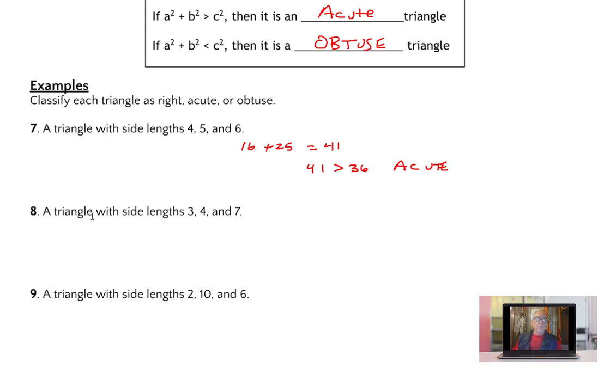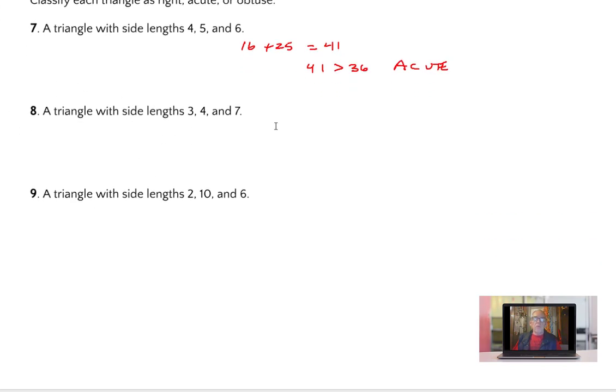Look at number 7, or number 8 rather. 3, 4, and 7. So 3 squared is 9. 4 squared is 16. That gives us 25. 7 squared is 49. So in this case, 25 is less than 49. So we have an obtuse triangle. An opposite, less than means angle bigger than 90.